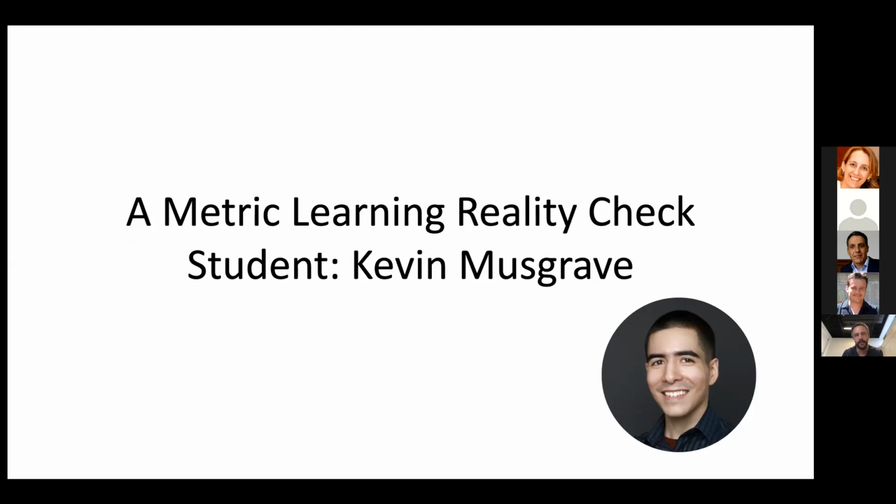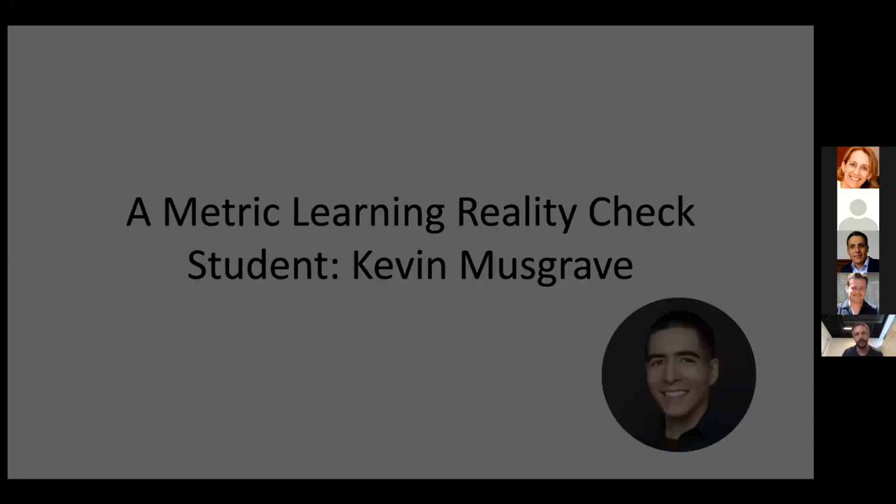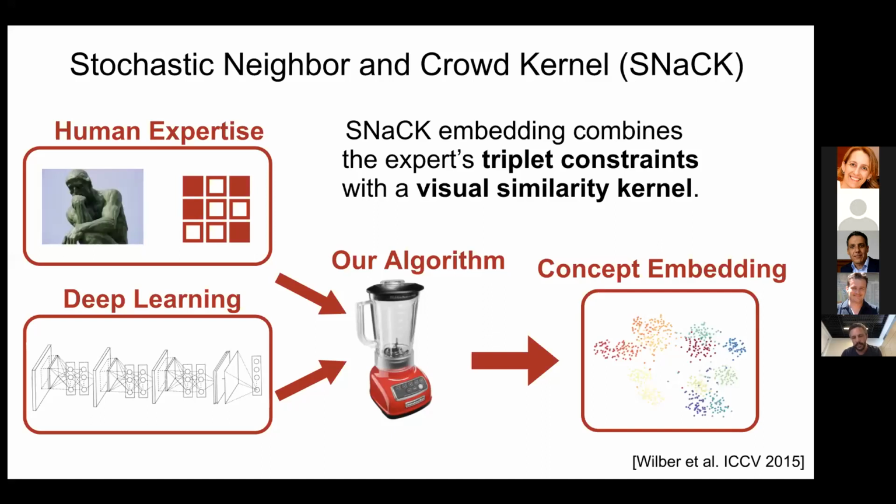So Kevin Musgrave's project was essentially a deep dive into metric learning. And the spirit behind this, if I can take us back to ICCV 2015, what we wanted to do was look at how to fuse human and machine expertise. So we developed a technique called SNaCK, stochastic neighbor and crowd kernel embeddings.